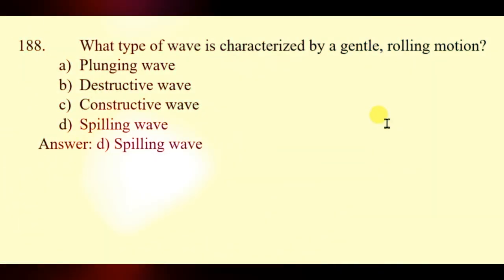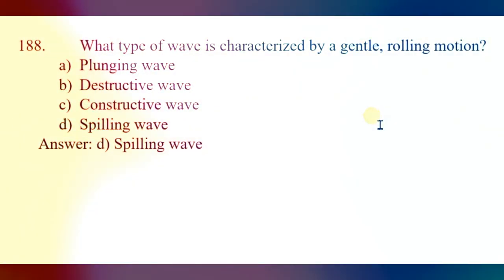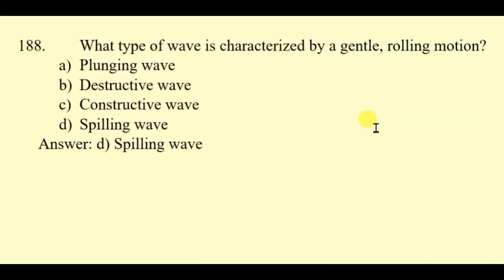Question 188. What type of wave is characterized by a gentle rolling motion? Plunging wave, destructive wave, constructive wave, spilling wave. And the right answer will be spilling wave because here rolling motion is mentioned.